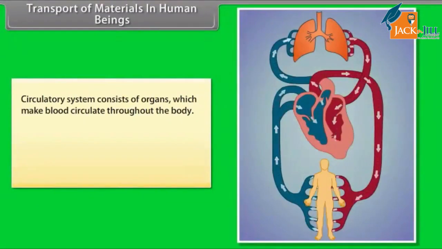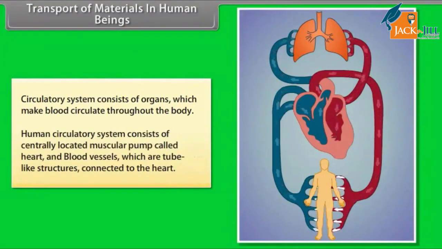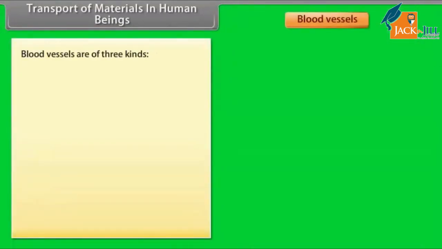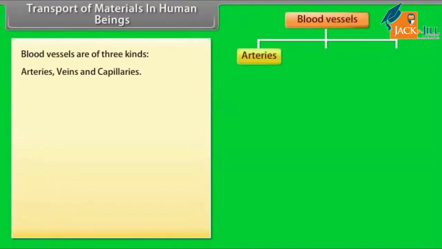Circulatory system consists of organs which make blood circulate throughout the body. Human circulatory system consists of a centrally located muscular pump called the heart and blood vessels, which are tube-like structures connected to the heart. Blood vessels are of three kinds: arteries, veins, and capillaries.